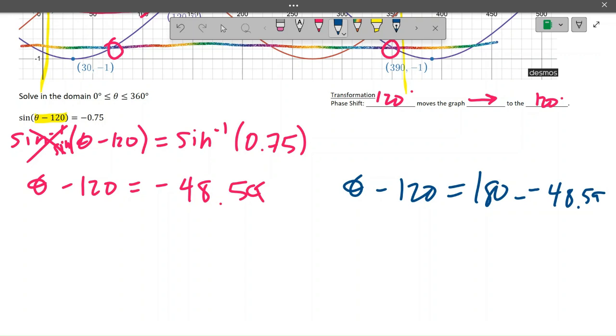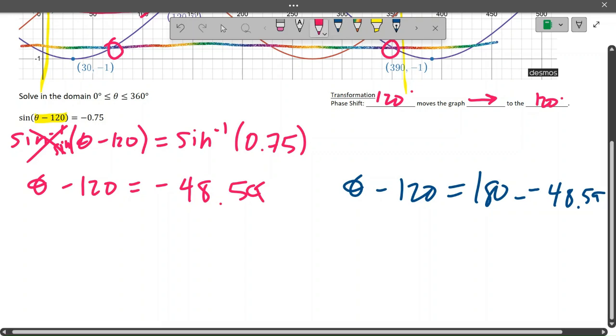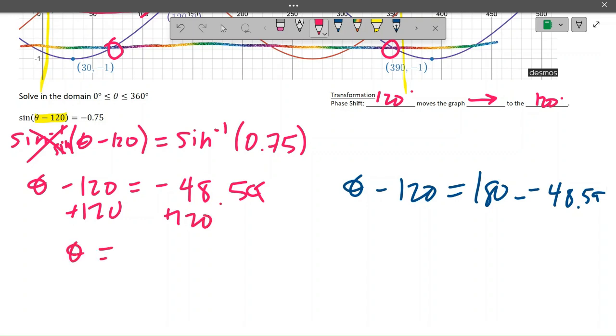Okay, so I'm going to come back to my pink equation and work that, and then we will move to our blue equation. My next step is to add 120 degrees to both sides. When I do that, I get theta equals 71.41 degrees. That is a solution within our domain, okay?